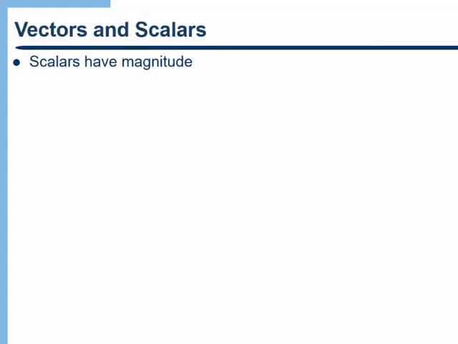Let's talk about what we mean by a vector versus a scalar. A scalar quantity is a quantity that can be completely described by just a number. So we say scalars have a magnitude, and magnitude just means a number. An example of a scalar is temperature. If you ask me what the temperature is today, I might say it's 18 degrees Celsius or 70 degrees Fahrenheit. There's no direction associated with temperature. It's just a number.